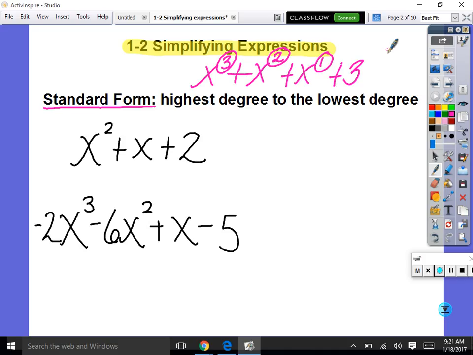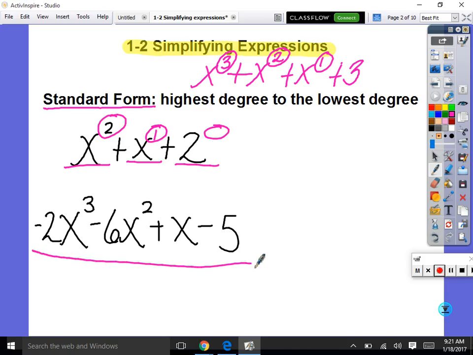So these are some examples of things in standard form. X squared plus x plus 2. Do you see how it's the highest degree, the next highest degree, and then the next highest degree? 2, 1, and then there's no x here. Everybody understand what standard form is? Highest degree to lowest degree.